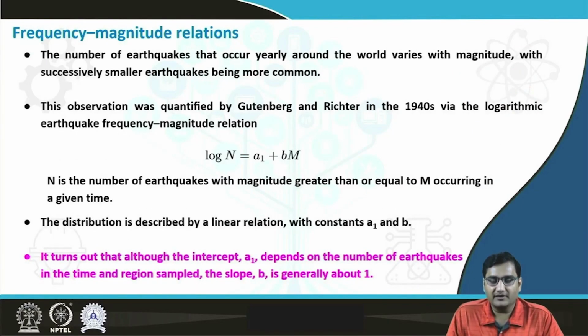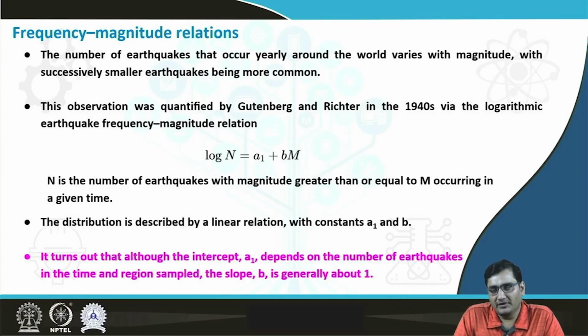Now let's start with the frequency magnitude relation for today's lecture. The number of earthquakes that occur yearly around the world varies with magnitude, with successively smaller earthquakes being more common. If you look at the number of earthquakes distributed all over the world, you will find that smaller earthquakes are more common and larger earthquakes are rare.